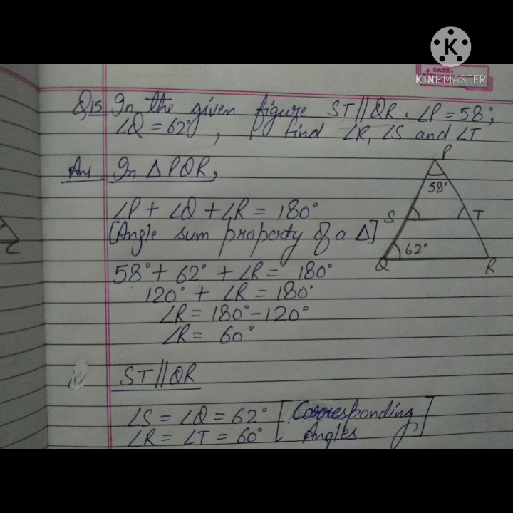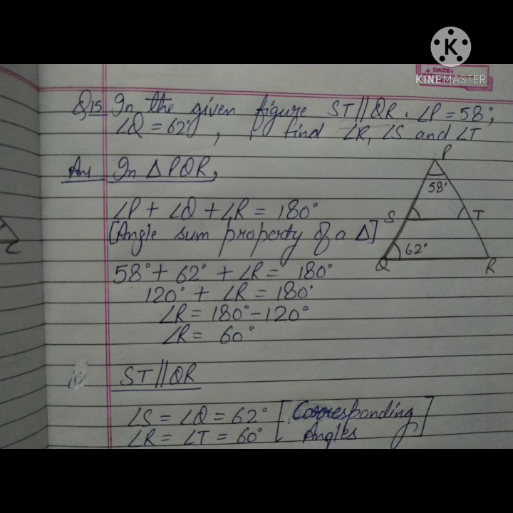58 degrees plus 62 degrees plus angle R is equal to 180 degrees. When you add 58 and 62, you will get 120 degrees, plus angle R is equal to 180 degrees. Angle R is equal to 180 minus 120. You will get angle R is equal to 60 degrees.